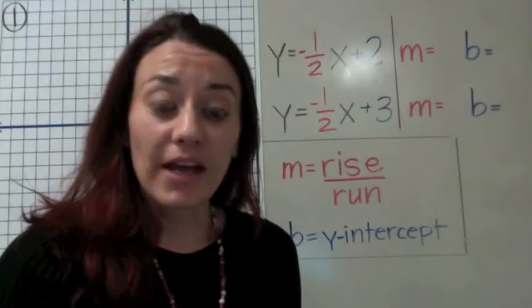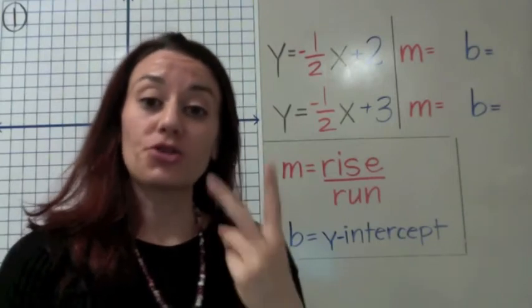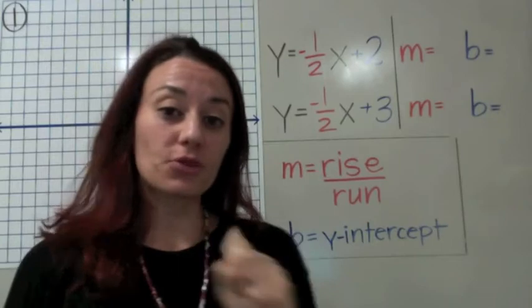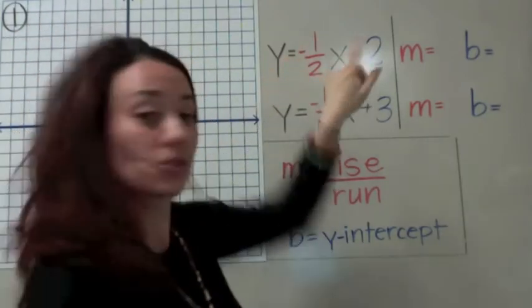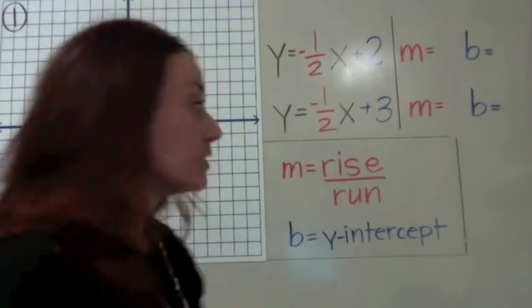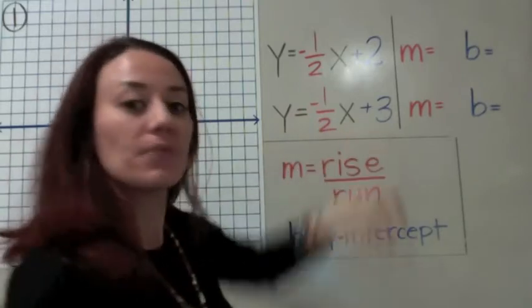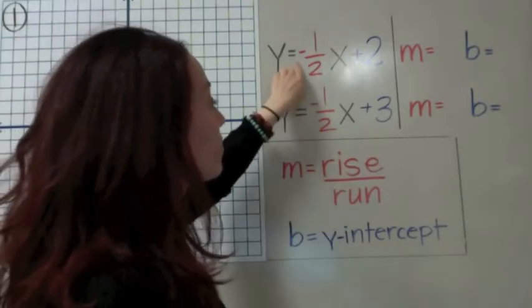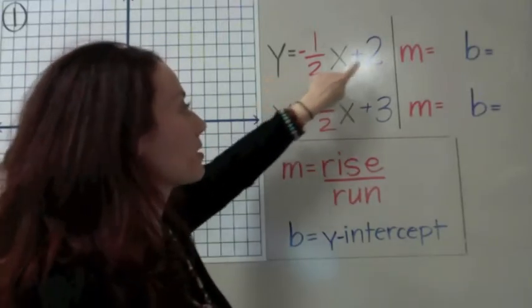So let's take a look at the system of equations that we are asked to graph. There are two equations that you see. The first one is y equals negative 1/2 x plus 2. That's line number 1. Line number 2 says y equals negative 1/2 x plus 3. And remember that y equals mx plus b. What does y equal? Y equals mx plus b.